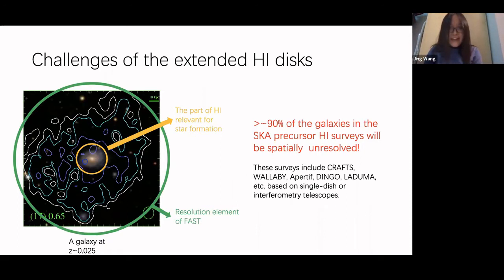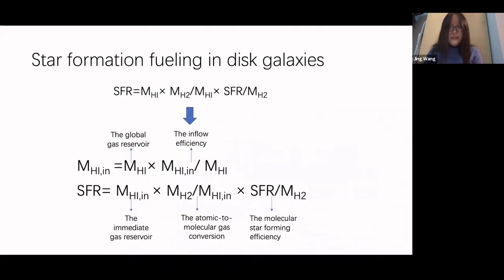Having this problem in mind, we still really need to resolve the H1 to at least separate it into an inner part that is directly relevant for star formation and an outer part that is not so relevant. And so we revise the equation I showed before. We revise it into the equation array below. So we separate the H1 into the inner part and the outer part.